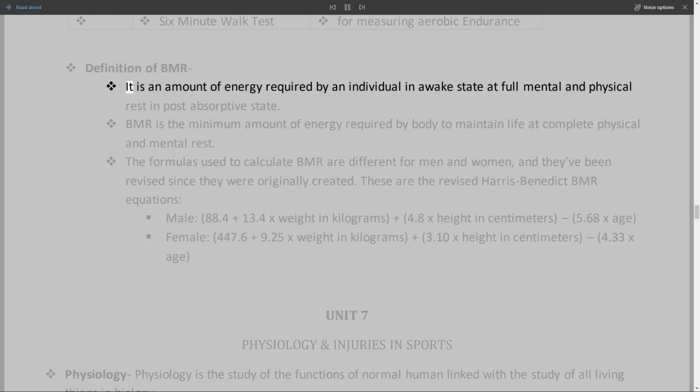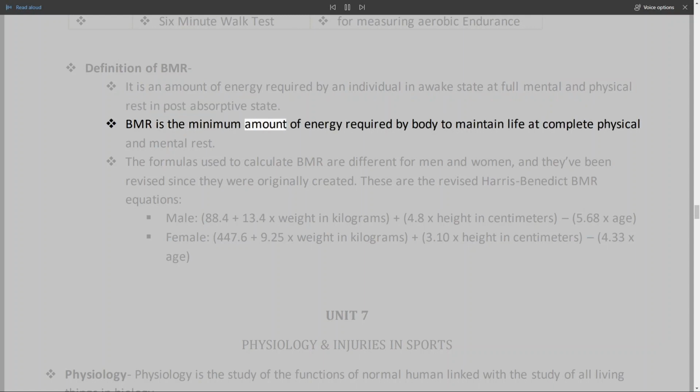Definition of BMR: it is the amount of energy required by an individual in awake state at full mental and physical rest in post-absorptive state. BMR is the minimum amount of energy required by the body to maintain life at complete physical and mental rest.